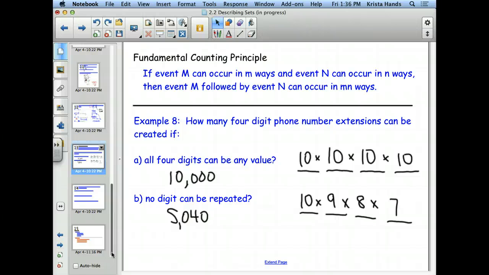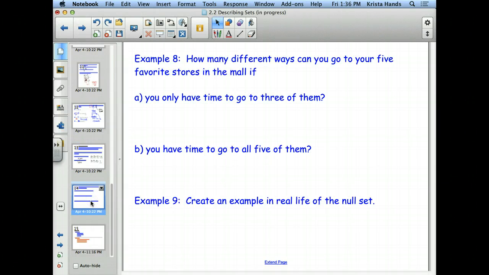And there are things that make sense that we should be able to repeat, like numbers in an ID number or a driver's license or something like that. All right, last example. How many different ways can you go to your 5 favorite stores in the mall if you only get to go to 3 of them? So we're going to go to 3 stores. Very much like on the last slide, I'm going to write down 3 lines.